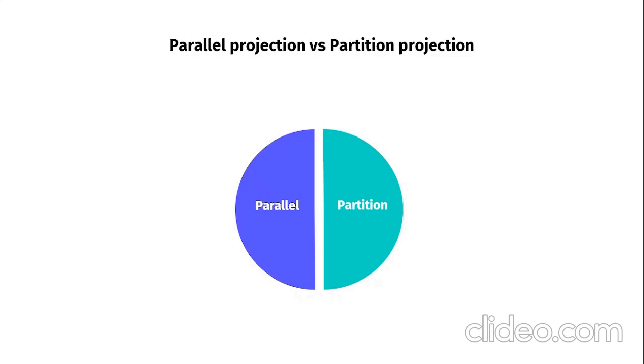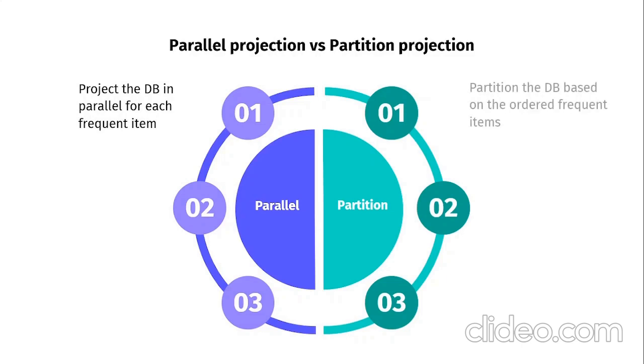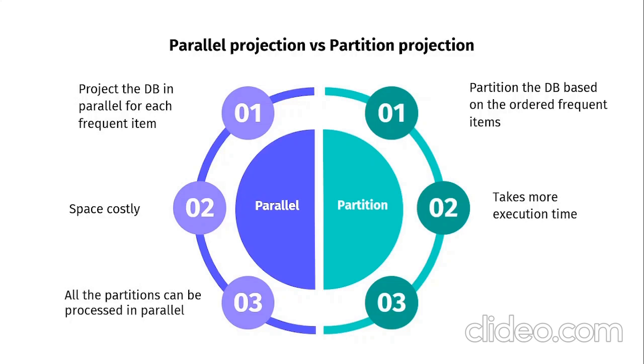Now let us compare the functionalities of parallel projection and partition projection. In parallel projection, we project the database in parallel for each frequent item. Whereas in partition projection, we partition the database based on the ordered frequent items. We know parallel projection is space costly because it generates a lot of FP trees. But partition projection, on the other hand, takes more execution time, because in parallel projection we have parallel processing, so it executes a little faster.